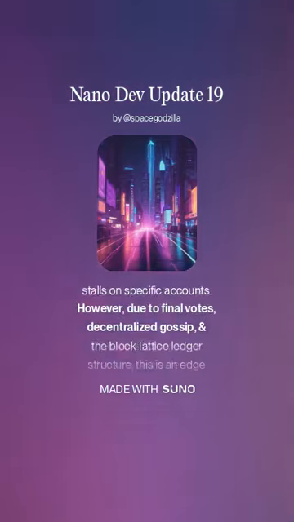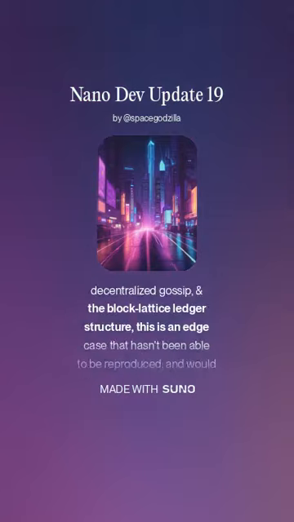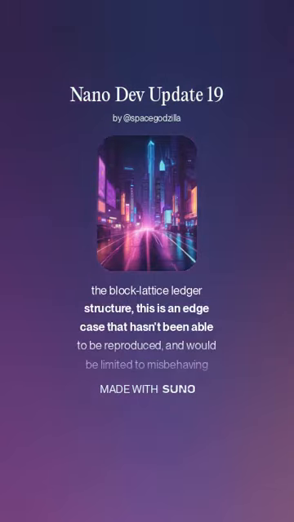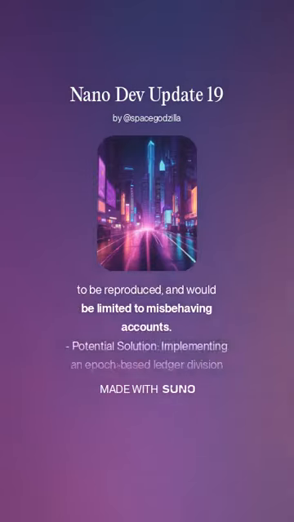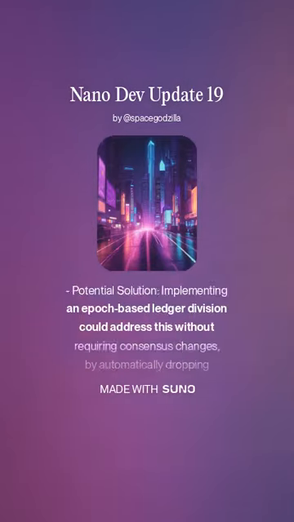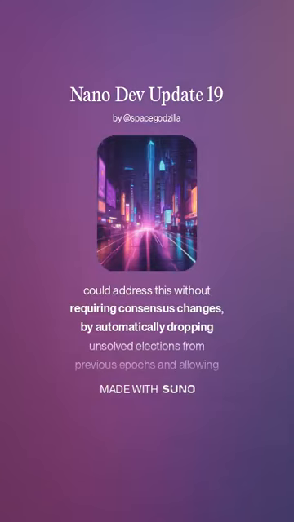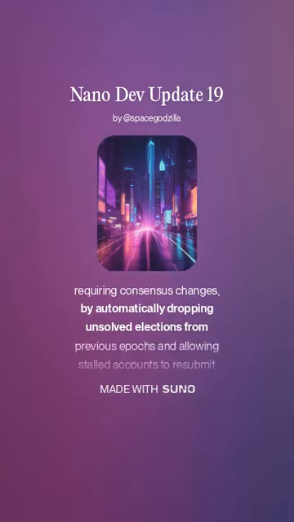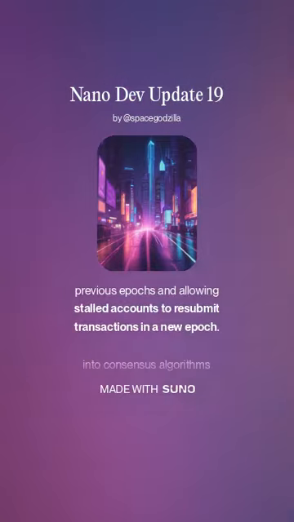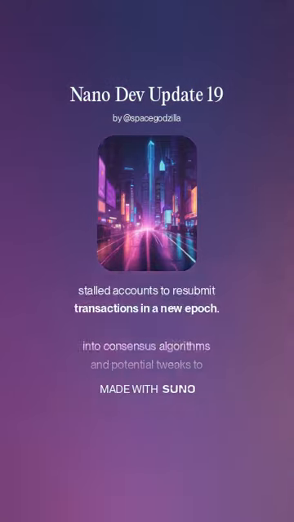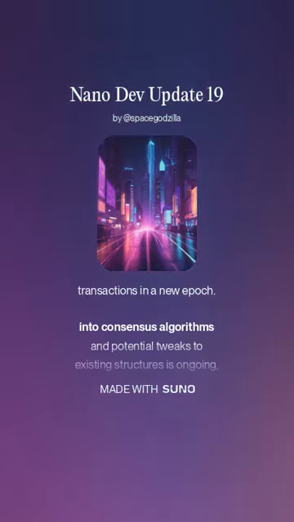However, due to final votes, decentralized gossip, and the block lattice ledger structure, this is an edge case that hasn't been able to be reproduced and would be limited to misbehaving accounts. Inventing an epoch-based ledger division could address this without requiring consensus changes, by automatically dropping unsolved elections from previous epochs and allowing stalled accounts to resubmit transactions in a new epoch.